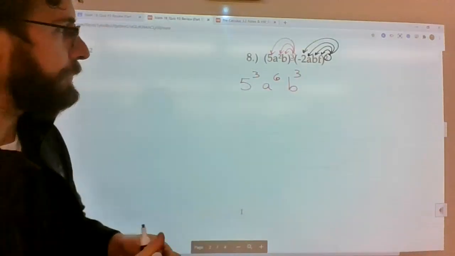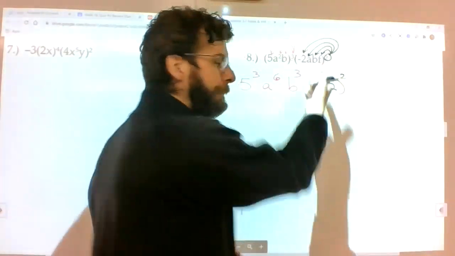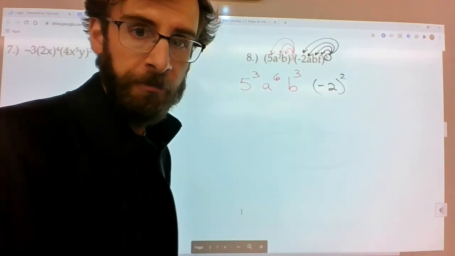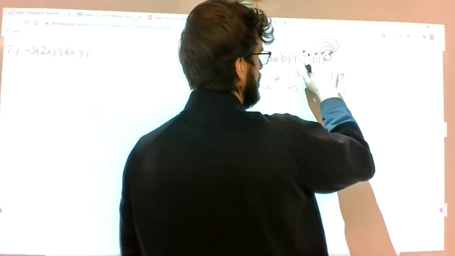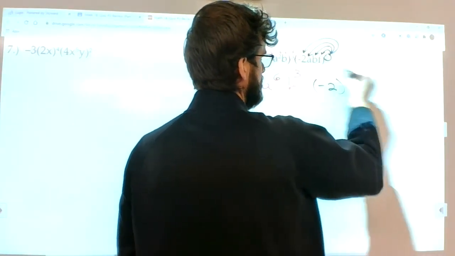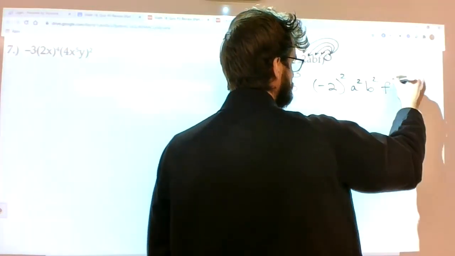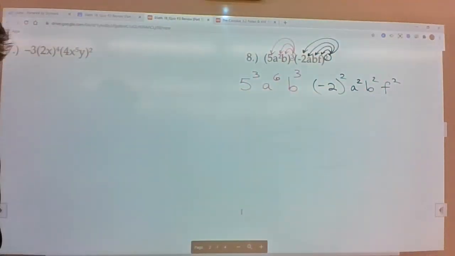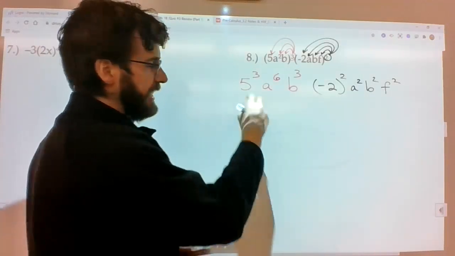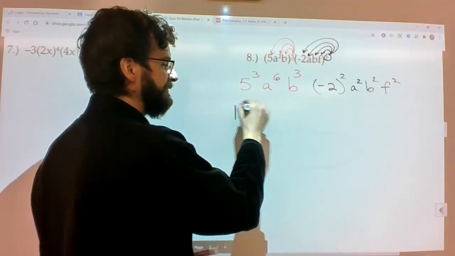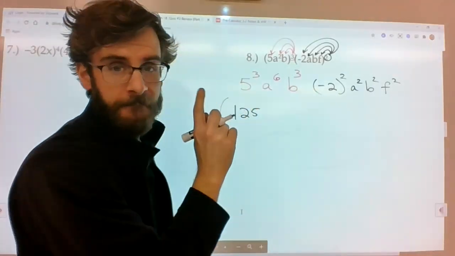For my other group, it's going to be negative 2 to the 2nd power. I'm putting it in parentheses because it's a negative coefficient, and that makes a big deal when you plug it in your calculator like that. A to the 2, b to the 2, and f to the 2. All right, regroup it. 5 times itself 3 times is 125. Negative 2 times itself, 4.